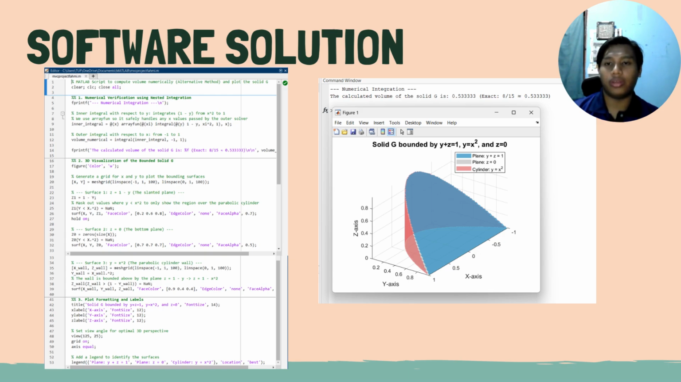And on the bottom side, you can see a 3D graph. The blue surface represents the top slanted plane y plus z equal to 1. The flat gray base is the z equal to 0 plane, and the red curved wall represents the parabolic cylinder y equal to x squared. The visual model confirms that our integration limits correctly capture the exact shape and the volume of solid G.